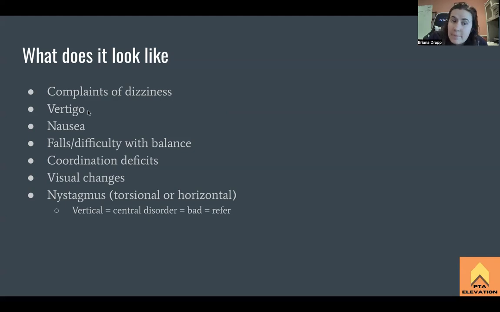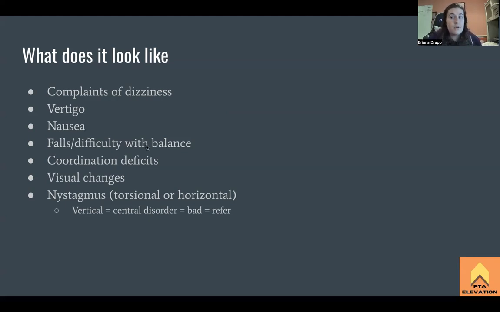Dizziness is the big one. They might even name it as vertigo, that they know it's like the room is spinning, like how we talked about with the drunk spins. Please don't get drunk just to try to feel how this feels. It's not worth it. But the vertigo, definitely. The nausea, vomiting, stuff like that, that's definitely going to be vestibular stuff, especially if it's provoked by head turns, positional changes, stuff like that.